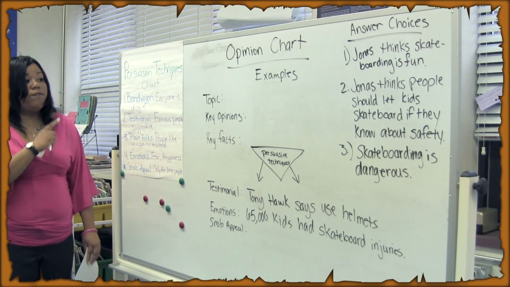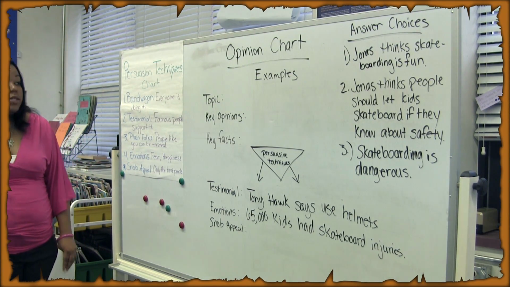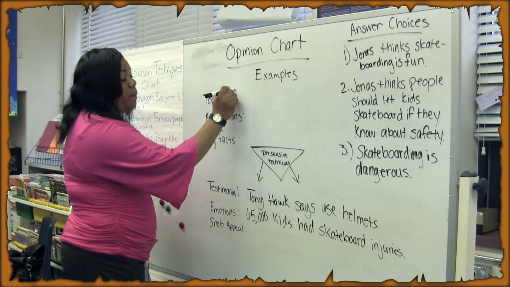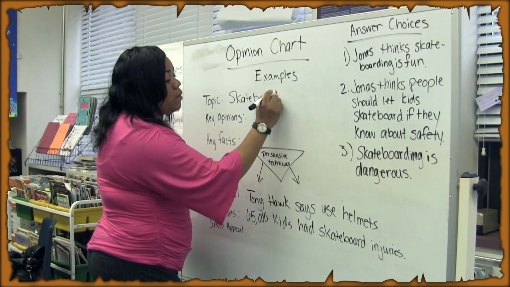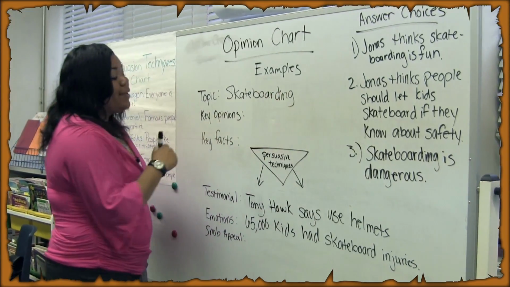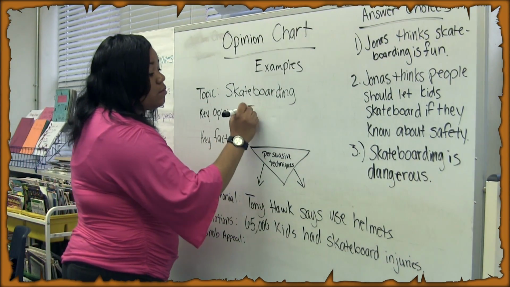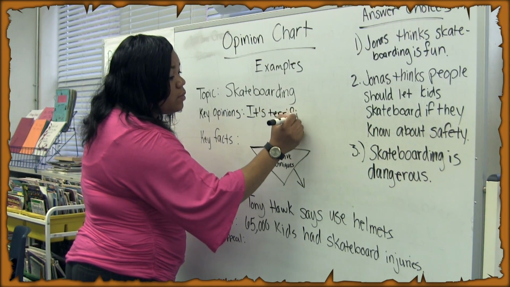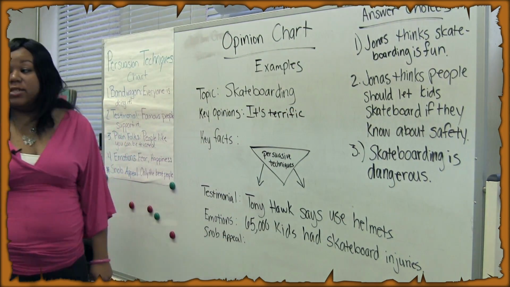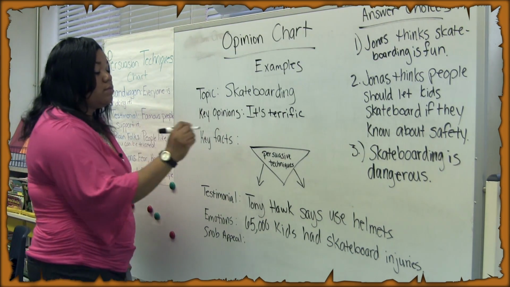So, the first thing we have to do is set up our opinion chart. The topic of this entire passage is skateboarding. Key opinions: skateboarding is terrific. Key facts: it's a dangerous sport.